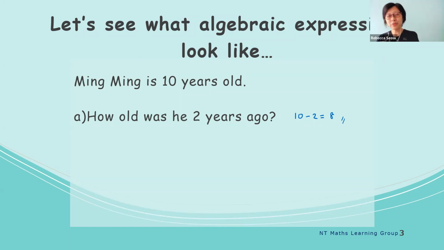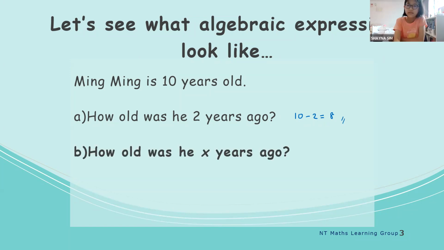If we were to move one step towards algebra, I will ask you then, how old was he X years ago? So instead of the number 2, now I'm going to change it to a letter X. It's 10 minus X. So you realize that in place of the number 2, I'm going to put down the letter X. This is the bare basic of algebraic expressions.